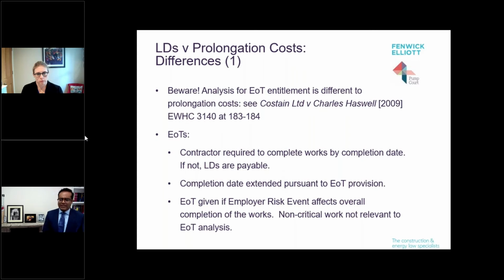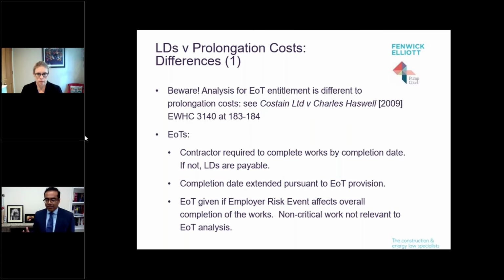And the reason it's not necessarily that simple is because the analysis required to prove an extension of time is subtly different to the analysis that's required to prove an entitlement to prolongation costs. And the reason for that is this: when we're dealing with an extension of time, we are adjusting the contractual completion date. The focus of the analysis is on whether the contractor has been given the full agreed contractual period to complete the work, if their progress has been prevented by something that is the employer's risk, and that's affected the overall completion of the project.